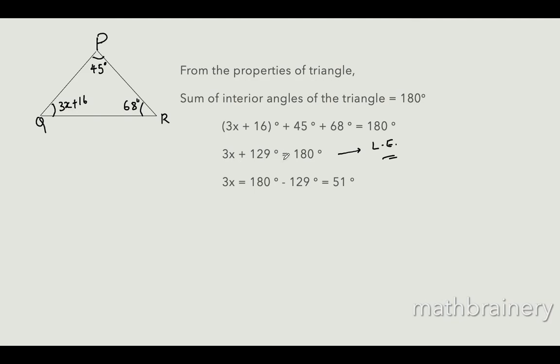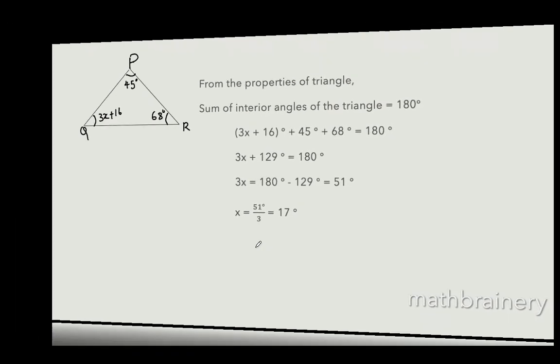You get 3x as 180 minus 129, which is 51 degrees. Now if 3x is equal to 51 degrees, what is x? X must be 51 divided by 3, which is 17 degrees. So the value of x is 17 degrees.